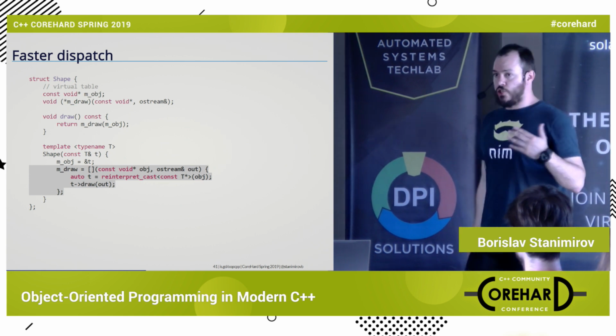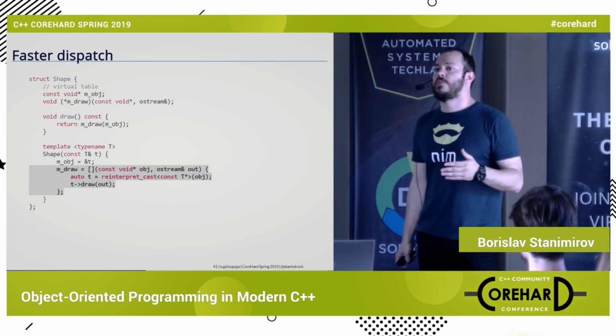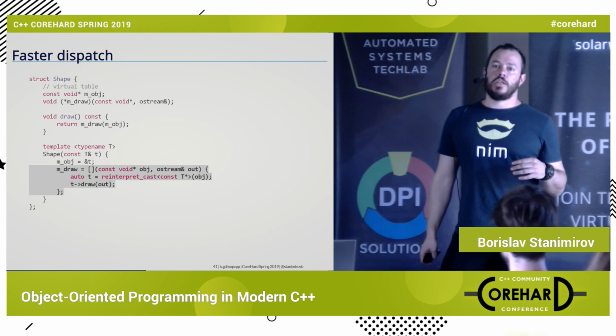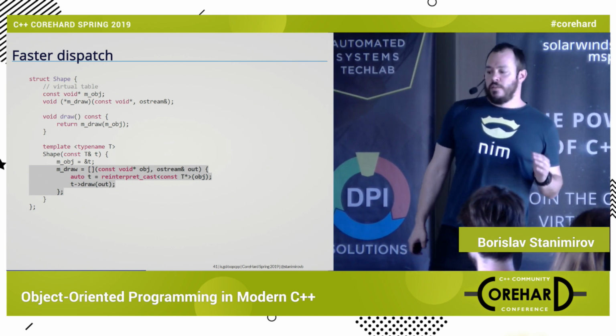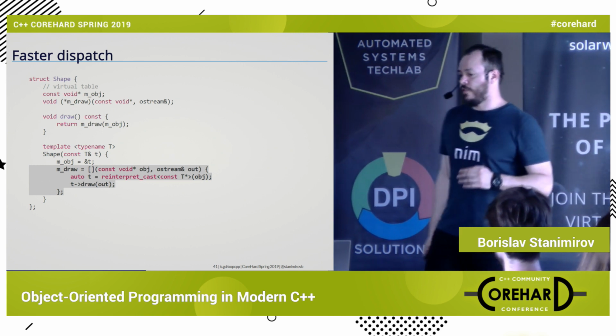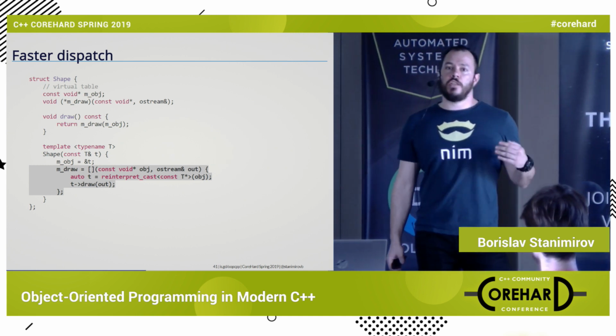So this basically shouldn't be slower than virtual functions, at least in a 64-bit compiler, and if it is, then your compiler is bad. This should be about as fast as virtual functions. And we can do even more. We can make it faster.